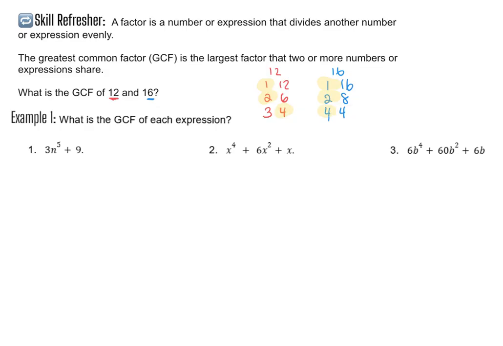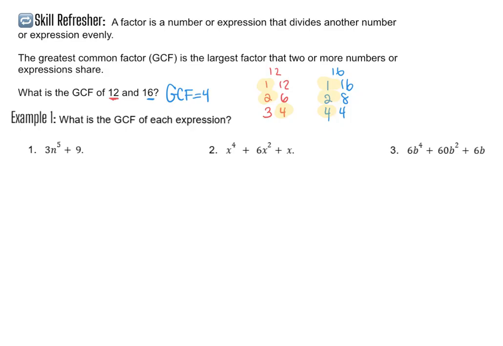6 does not work, and 12 does not work. So now I want to identify what is the greatest. Of that list that I highlighted, 4 is the greatest. So the GCF in this case is going to be the number 4.